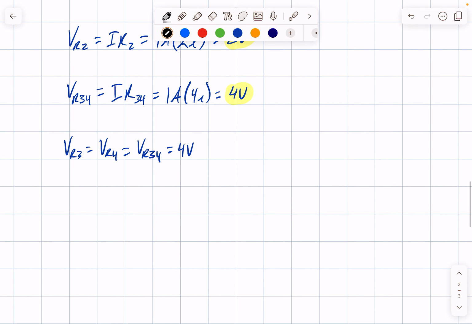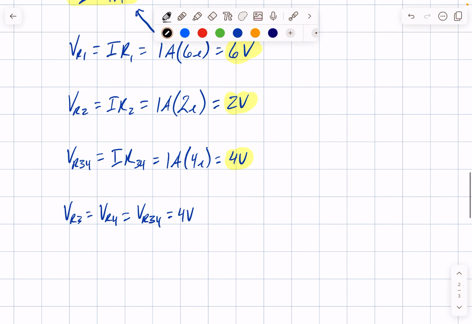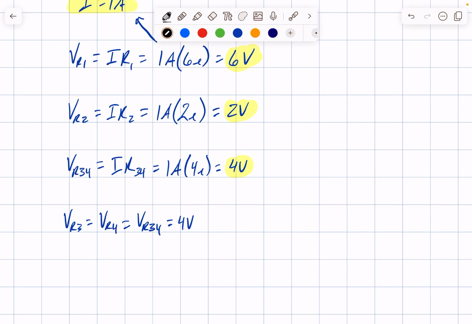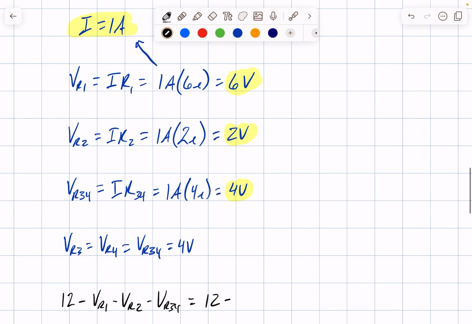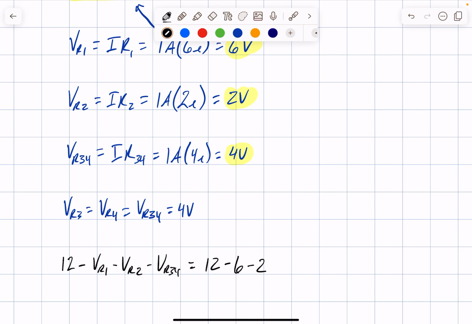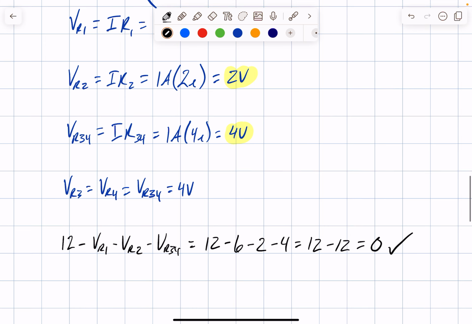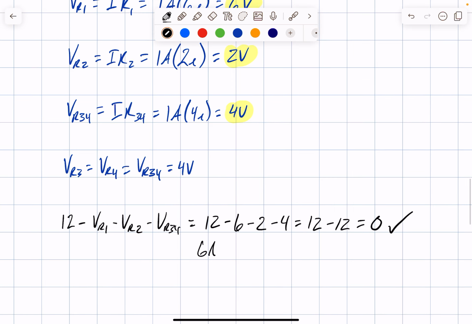So let's go ahead and do that. We have our values, so we can say 12 minus VR1 minus VR2 minus VR34 is equal to 12 minus 6 minus 2 minus 4, which is equal to 12 minus 12, which is 0. So we can see that this is 0 volts, which means that this is indeed ground. And GND just means ground for short.